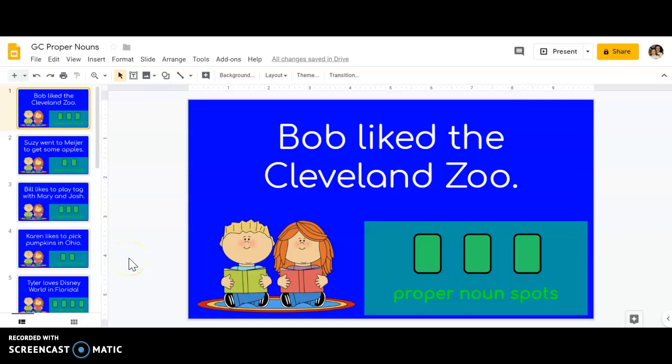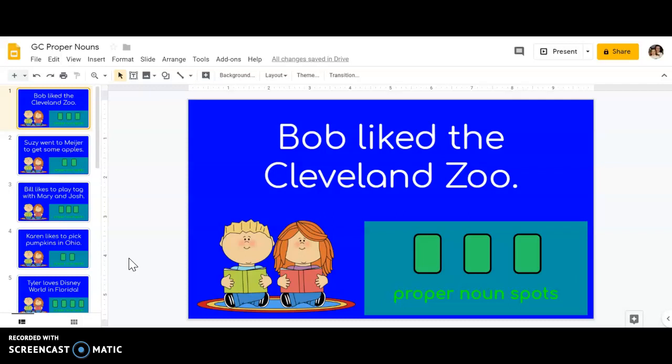Today we're going to be looking at proper nouns. Now we all know a noun is a person, place, or thing, or animal, but a proper noun is a name of a person, place, thing, or animal. Just like you capitalize the beginning letter of your name when you write it, a proper noun also capitalizes the beginning letter of their name.